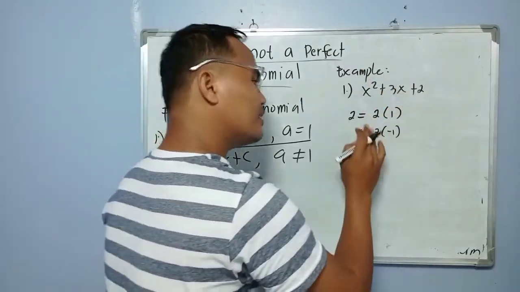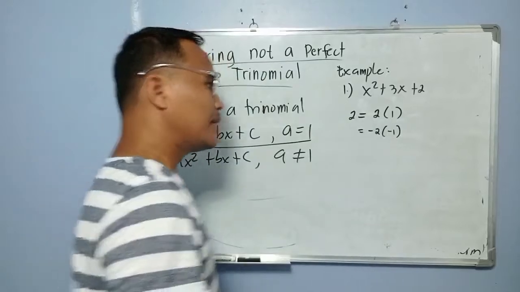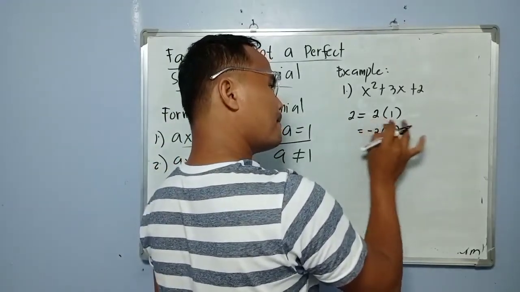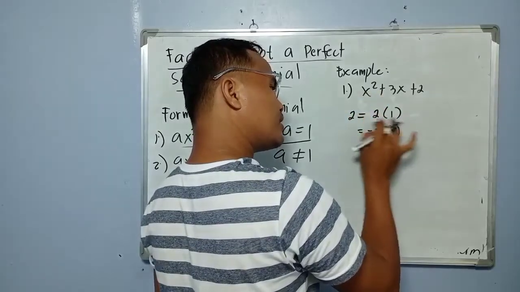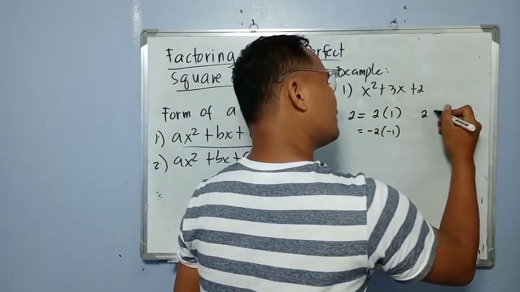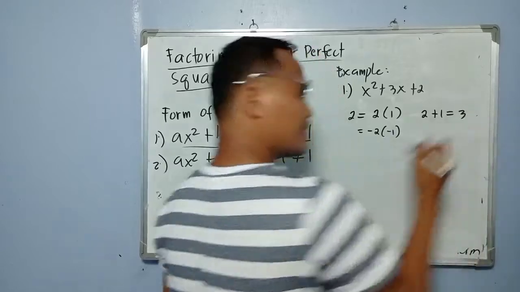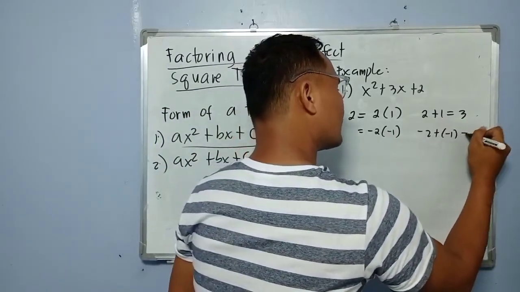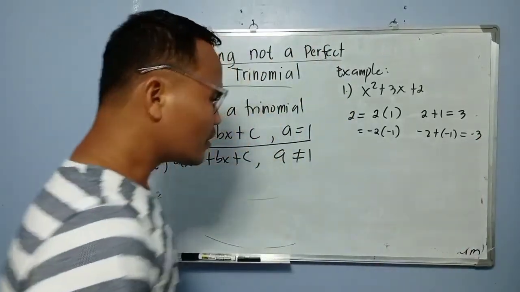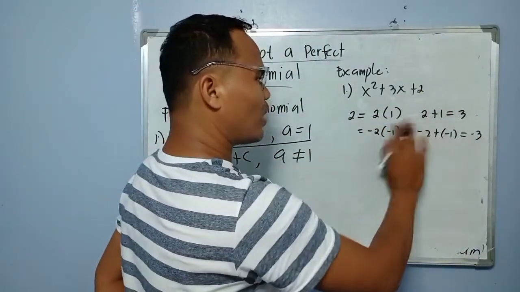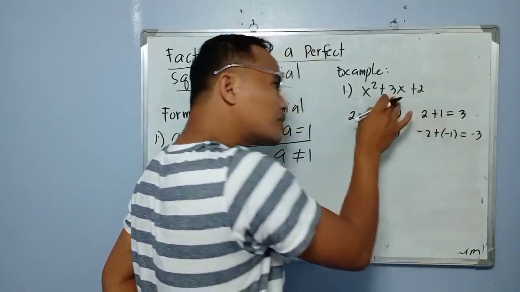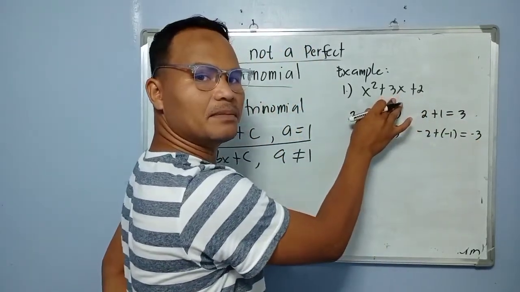2, 1, negative 2, and negative 1. Now, if we are going to get the sum of these two factors, we have 2 plus 1, the result is 3. Negative 2 plus negative 1, the result is negative 3. Now, what is the relationship? Why do I get the sum? So here, the sum should be equal to the coefficient of the middle term.